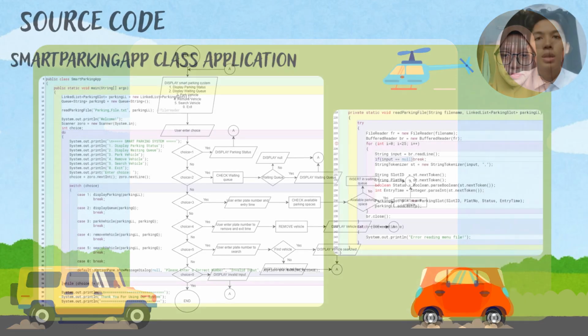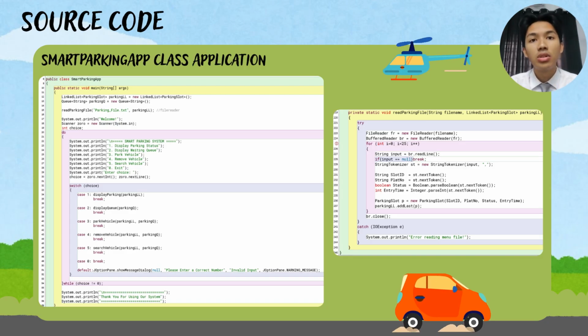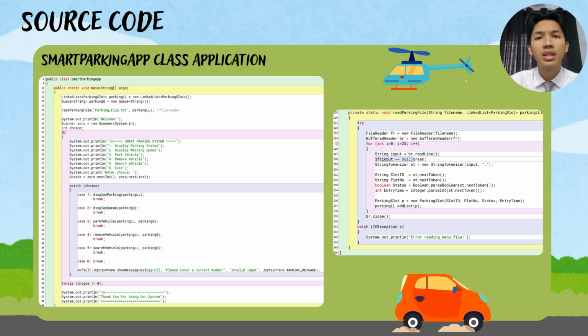That's it. Now, I will explain the source code implementation of our parking system. Our system is written in Java and uses four main classes to manage the parking operation efficiently. First of all is the Smart Parking App, then Parking Slot, Linked List, Queue, and lastly, the Node class as a supporting structure.